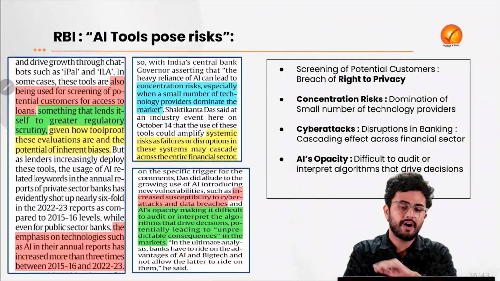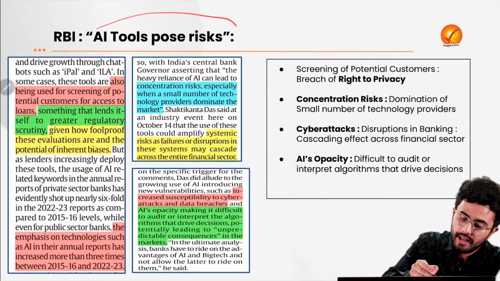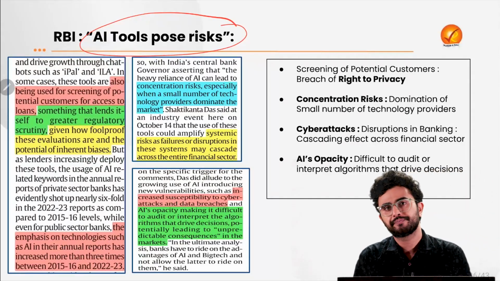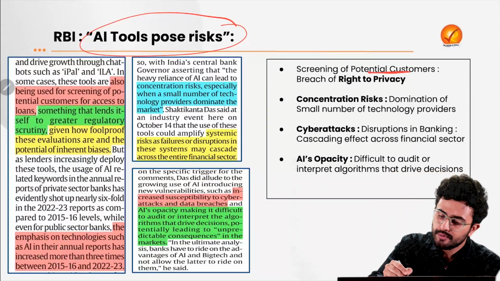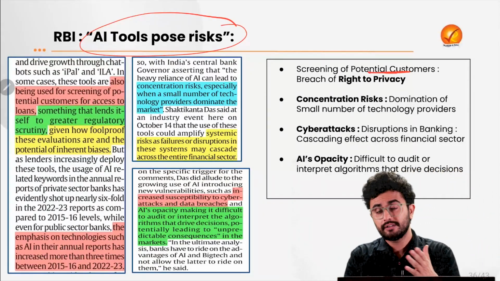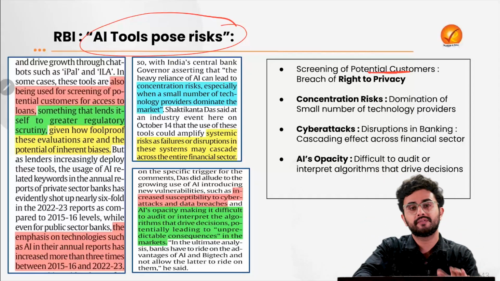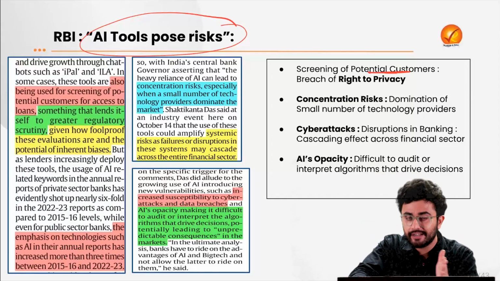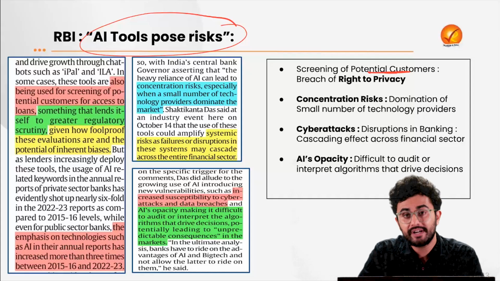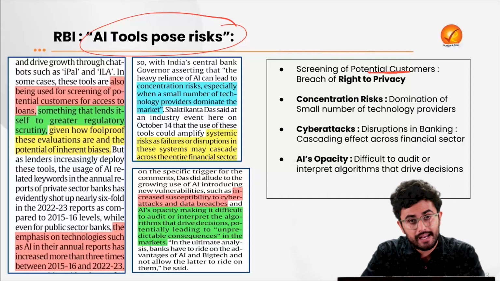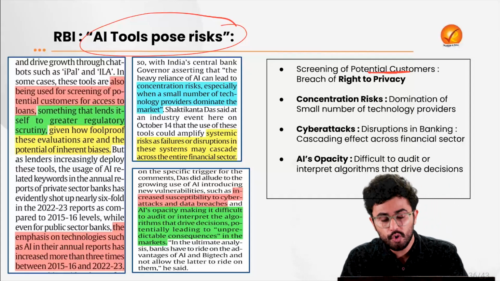But the governor of RBI has actually highlighted that there exist several kinds of risks. First is obviously the screening of such potential customers, and their data can lead to the breaching of your right to privacy, guaranteed as an integral part of your fundamental right under Article 21, your right to a dignified life, as held in the Puttaswamy case by the Supreme Court.